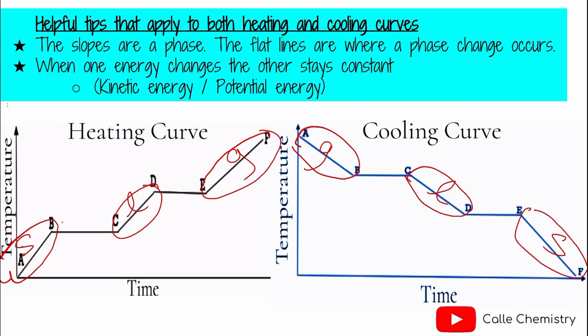So for instance, the first flat line in a heating curve is melt. The second one is boil. So melt is solid to liquid. Boil is liquid to gas. And then for the cooling curve, we have condensation, which is a gas to a liquid. And then we have the second phase change, which is a liquid to a solid, which is freezing. So the flat lines are where a phase change happens.